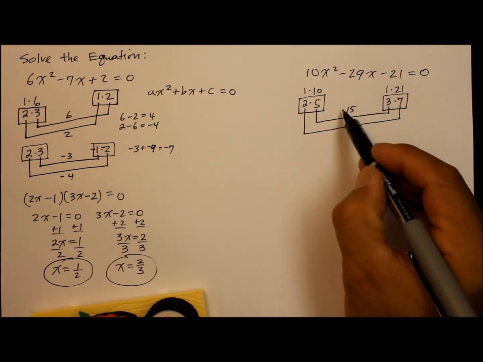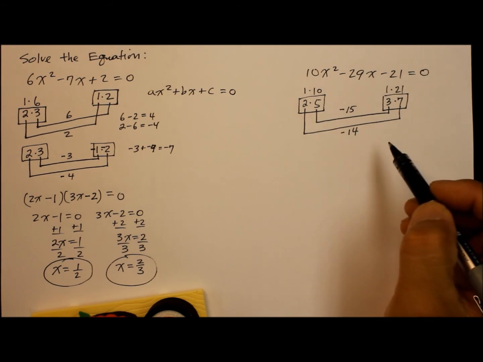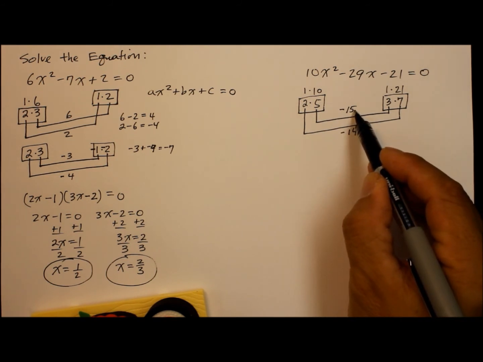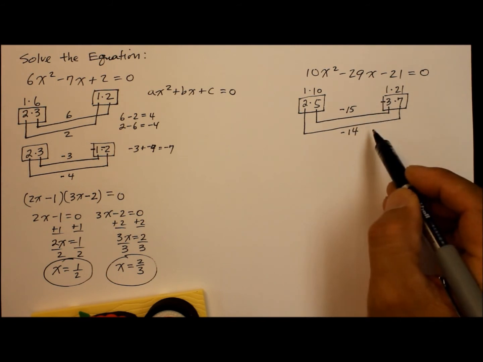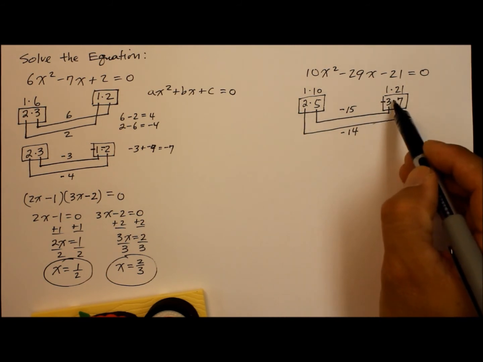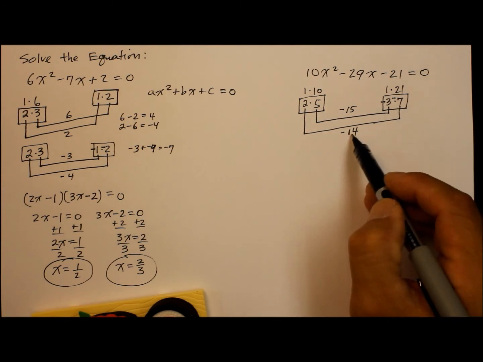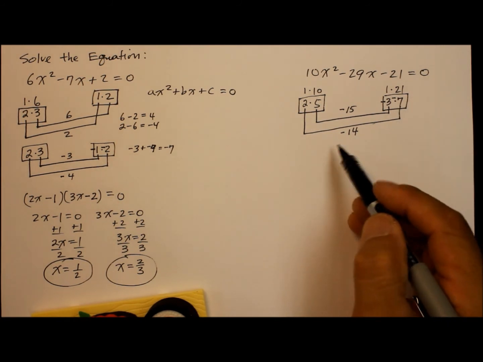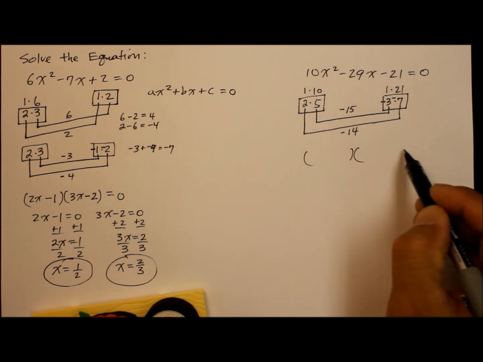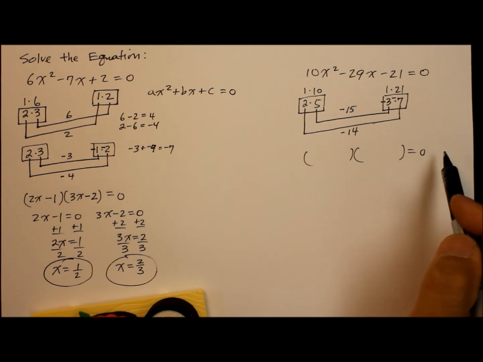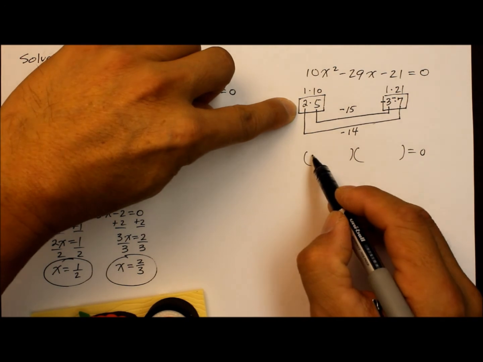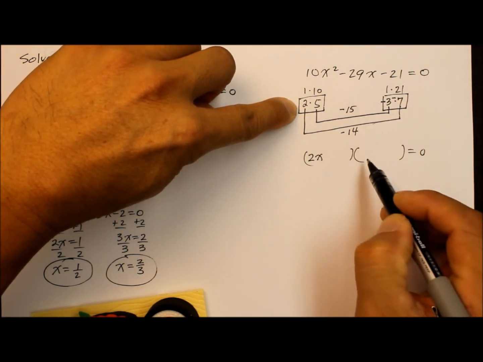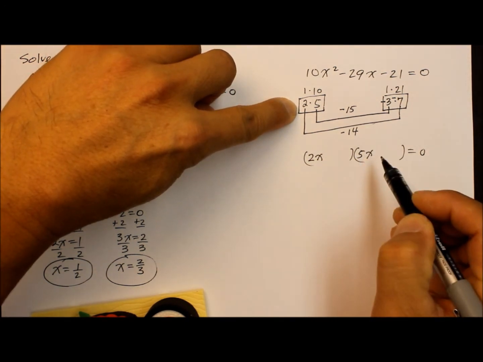Well, they both have to be negatives. For this to be negative, 5 times negative 3 gives you negative 15, and 2 times negative 7 gives you negative 14. We're ready to put them in factor form of the equation. Here we go. Once again, the leading coefficients 2 and 5 are always positive, so we got 2x and 5x.